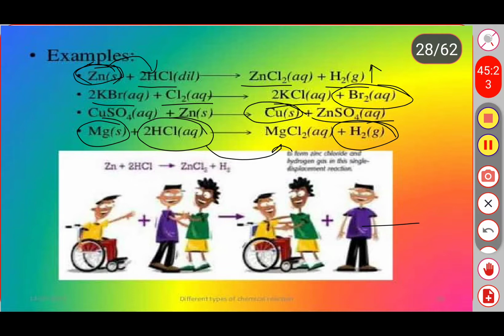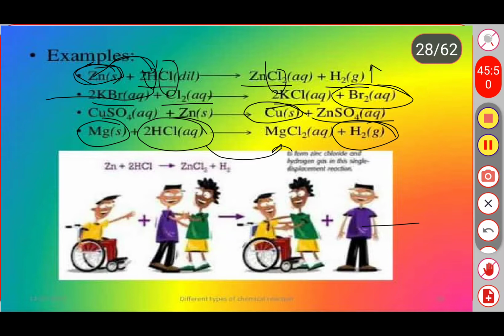So hydrogen is a less reactive metal, so it gets separated. When we compare zinc with hydrogen, zinc is the more reactive metal. That's why zinc combines with the chlorine and forms zinc chloride, and hydrogen gas is liberated. So these are some examples of single displacement reaction.